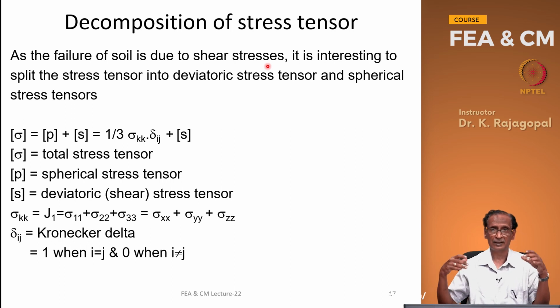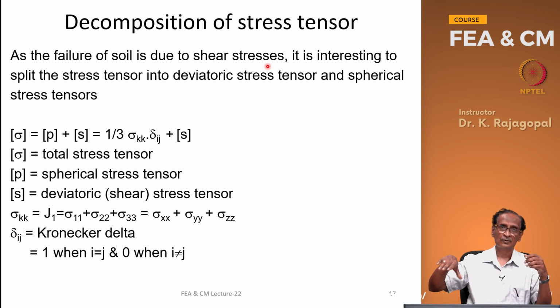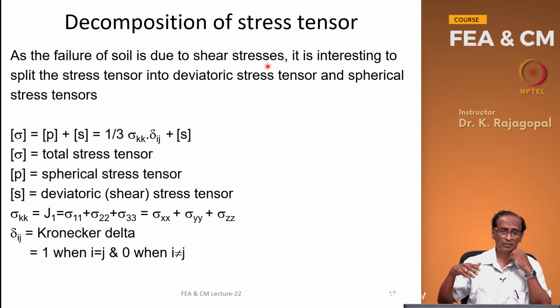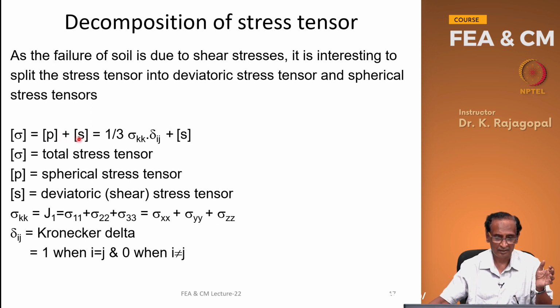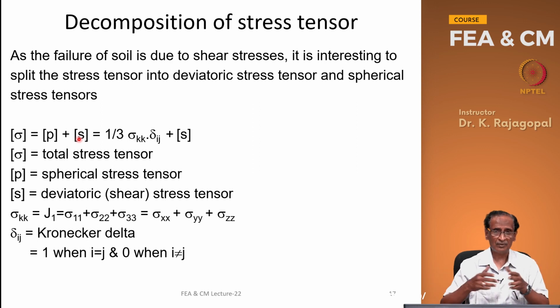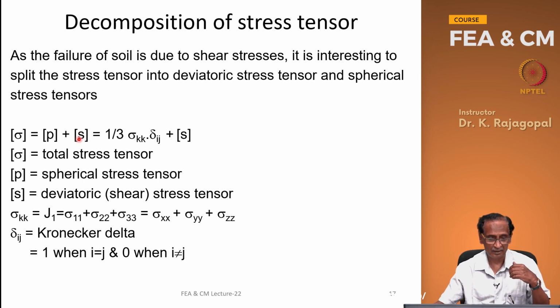The spherical stress tensor is also called the hydrostatic pressure state, which is when all the 3 normal pressures are the same. So, sigma we can write as P plus S. P is the hydrostatic pressure, S is the deviatoric stress tensor, and P is 1/3 sigma kk delta ij.